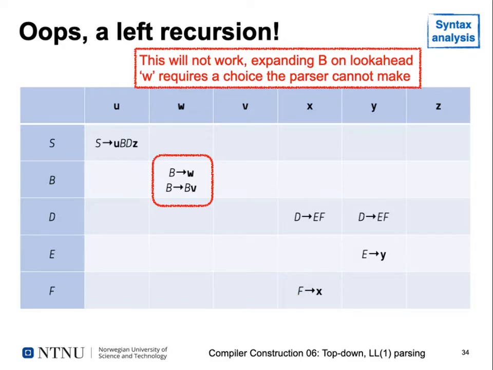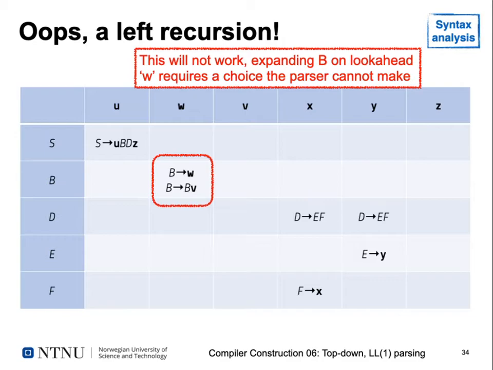Now what's happening for B? We've already noticed something in B that is problematic, this left recursion here. So B, when reading a w, can either resolve to just a w, or it can resolve to B with a v at the end, because this w can appear arbitrarily many times to the left.